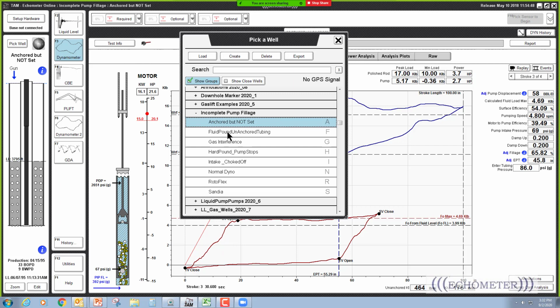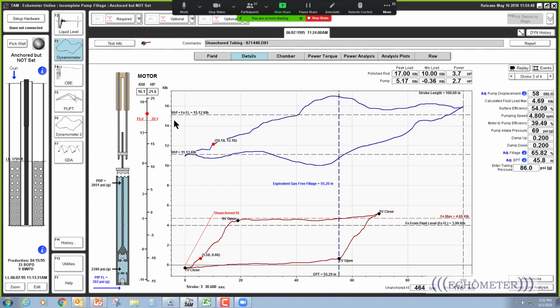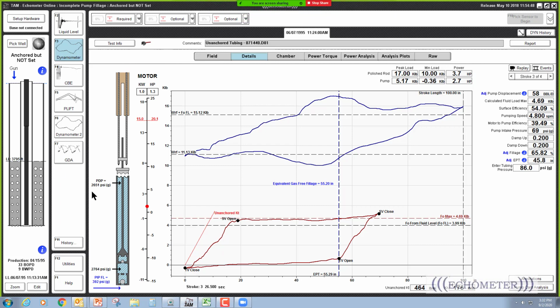And so the first example here is anchored but not set, and this one has a fluid level that's not interpreted correctly. Okay, so it looks like it's a high fluid level. The pump card's up here at FO max, and the pump card shouldn't be that tall because the FO from the fluid level line is much below the FO max line. So I'm going to talk about that just for a minute.